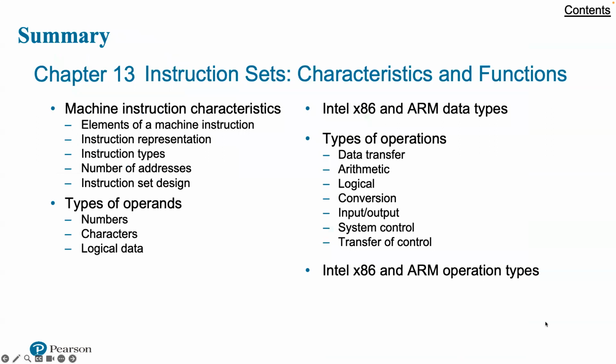All right, that finishes what we are covering for this chapter. We talked about machine instruction characteristics, the various elements, representations, and how we go about formulating the instruction sets. We talked about the types of operands, with number characteristics and logical data. We then looked at the data types used in the Intel x86 and ARM architectures. We talked about the types of operations: data transfer, arithmetic, logical, conversion, input and output, system control, and transfer of control. And finally, we talked about the Intel x86 and ARM operation types.